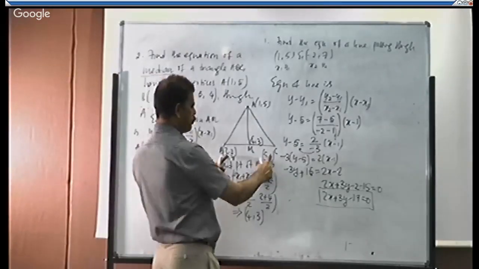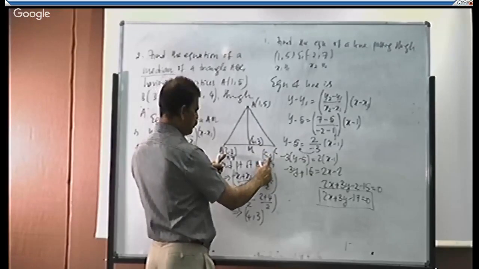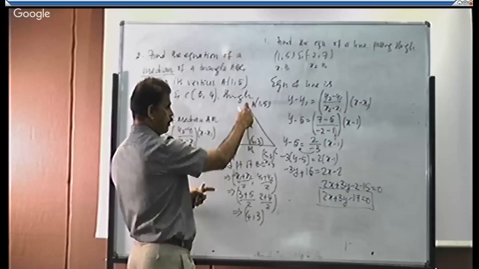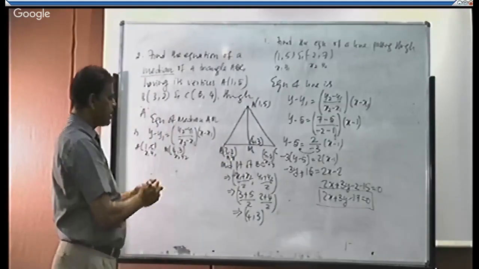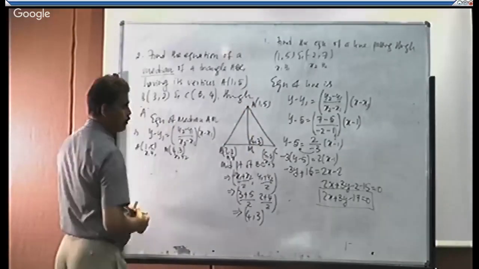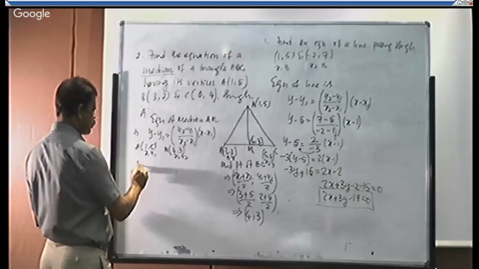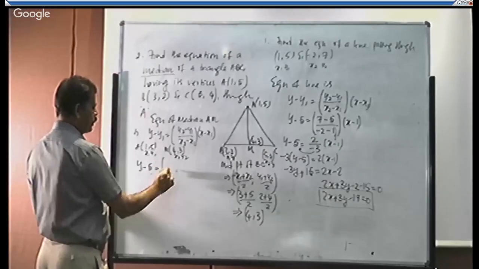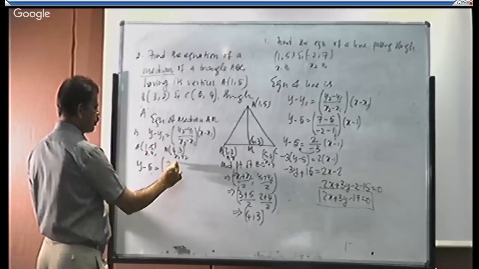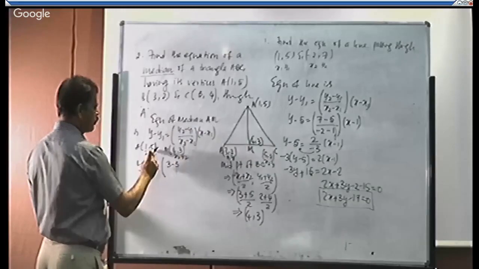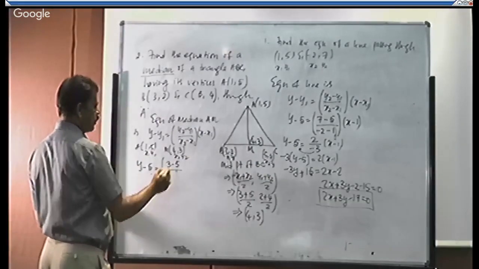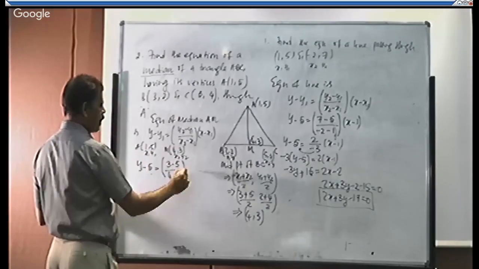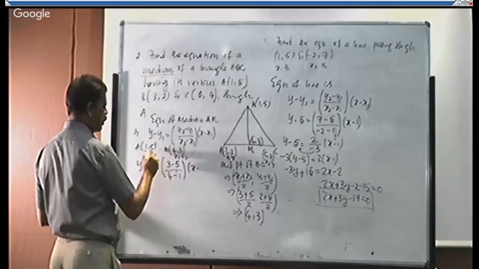Don't consider these, because they were used to get the midpoint. We need the median. The median is passing through A. A becomes x1, y1. The other midpoint becomes x2, y2. Substitute it. y minus y1, y1 is 5, equals (y2, which is 3, minus y1, which is 5) divided by (x2, which is 4, minus x1, which is 1) into (x minus x1).